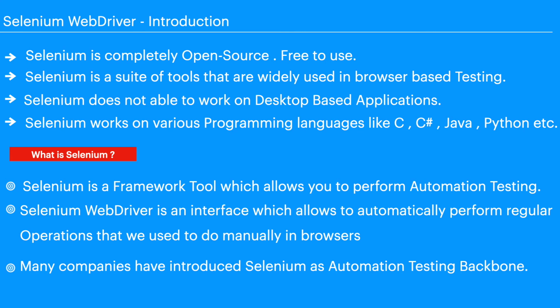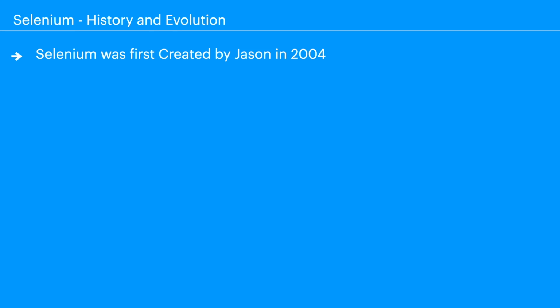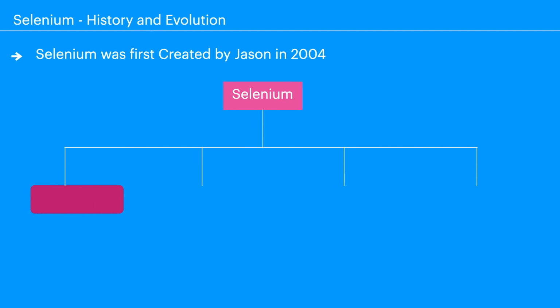There are quite a lot of sections where I have elaborately discussed what Selenium WebDriver can do. Moving to the components section, as I have already discussed, Selenium is not a single tool, it is a collection of many tools. Selenium was first created by Jason Huggins in 2004, and it has mainly 4 components: Selenium RC, Selenium IDE, Selenium WebDriver, and Selenium Grid.